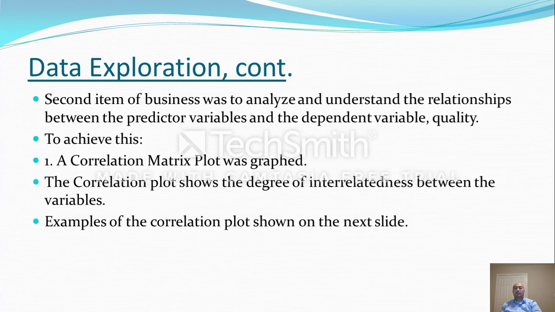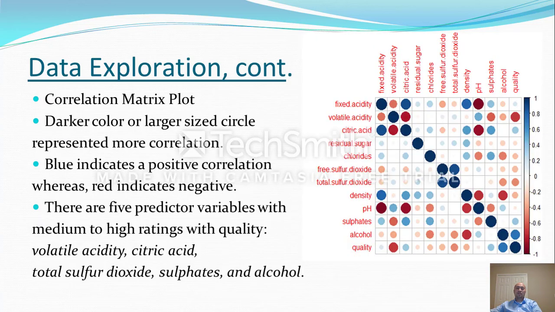The second line of business for the data exploration section was to analyze and understand the relationships between the predictor variables and the dependent variable quality. To achieve this, a correlational matrix plot was graphed. This correlational plot actually shows the degree of interrelatedness between the variables. An example of this is shown on the next slide here. And as you can see, the darker color or larger size circles actually represent more correlation between the variables. The blue color indicates positive correlation, whereas the red color indicates negative.